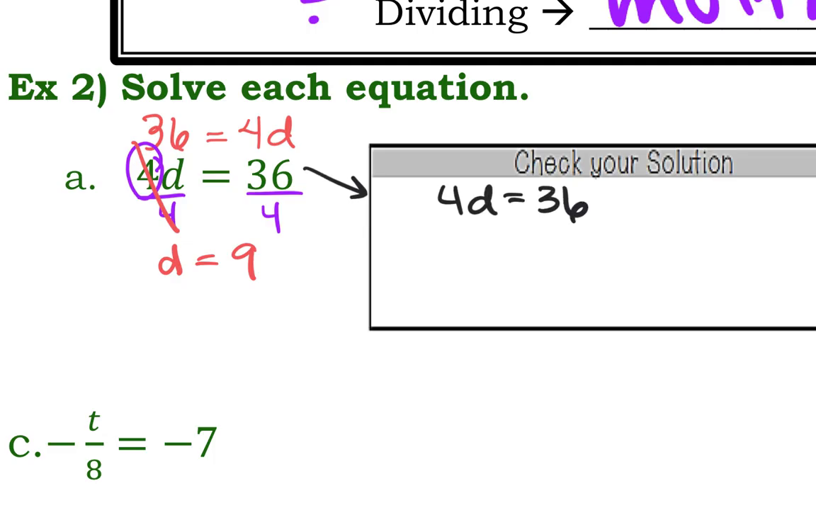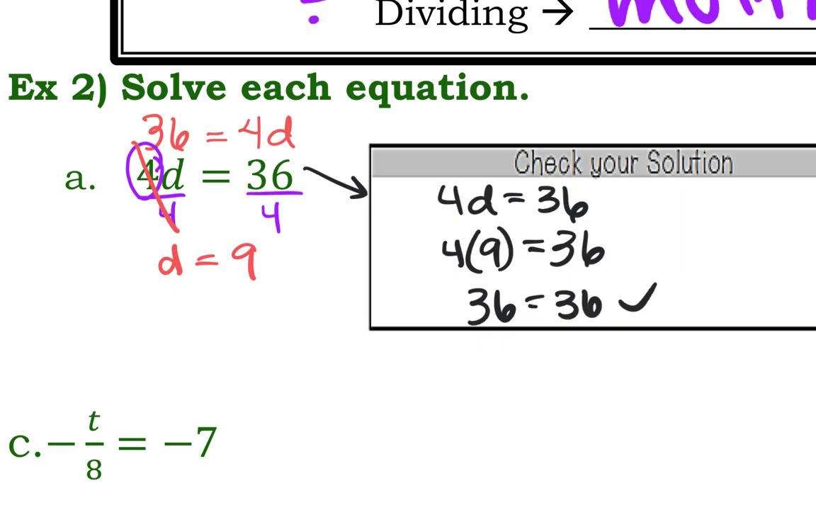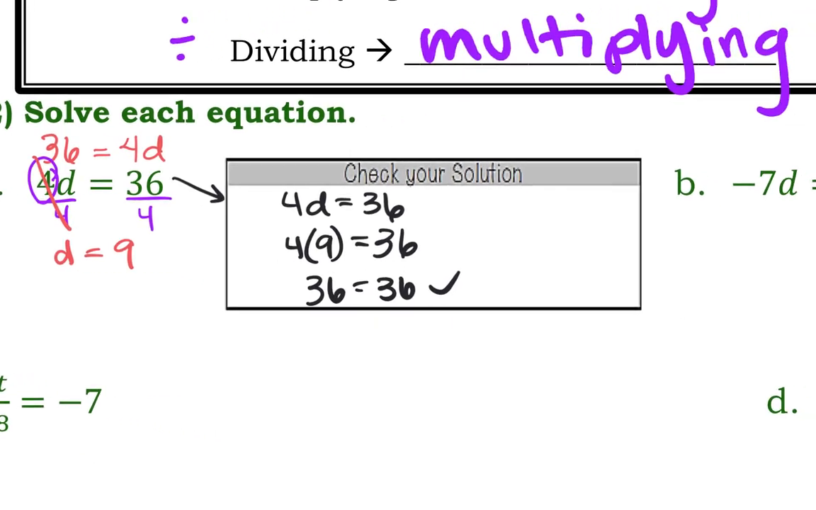If you just want to check, if you're unsure, you can check on your own. What's 9 times 4? 36. And as long as it equals that number, you're good. Okay? All right. The next one is also multiplying.